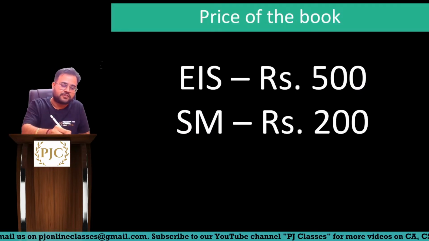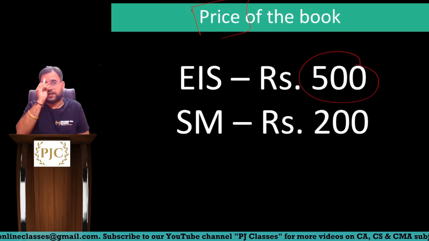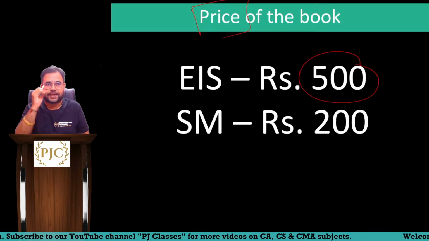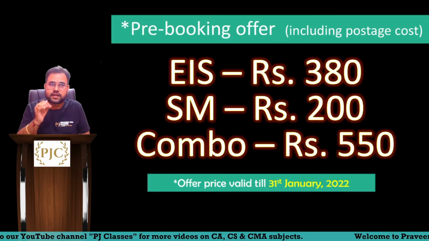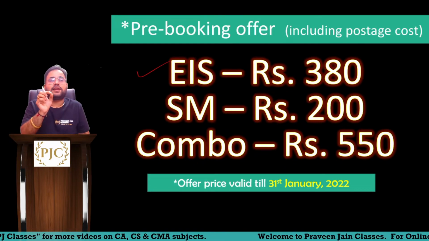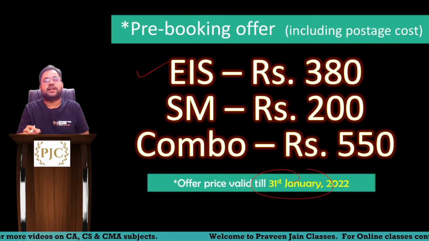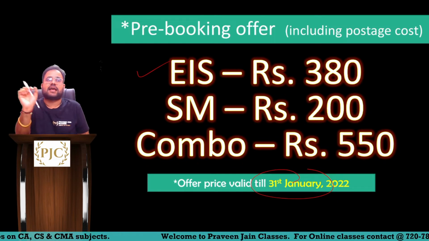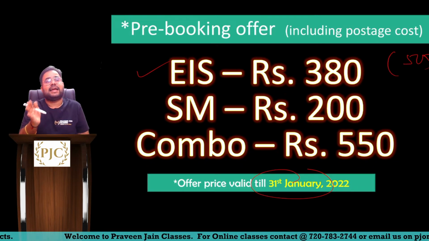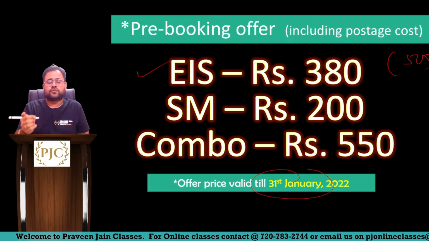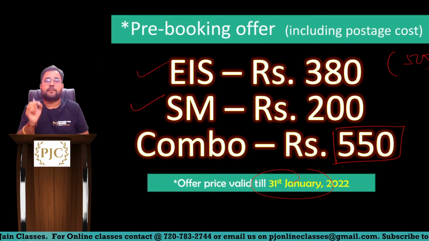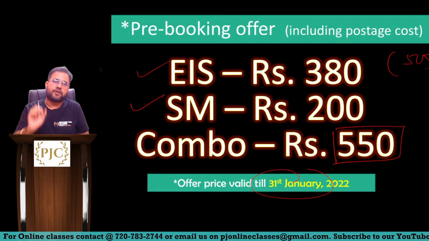Okay. Now, first question is price. So price of EIS material is 500 and price of SM material is 200, sir. But wait. We are now giving you an introductory offer, pre-launch offer, pre-booking offer, sir. So EIS material till 31st January 2022 will be available at a concessional price of 380, sir. So actual MRP is 500 and it will now be available at 380. And SM material will be available for 200, and if you are taking both the main materials of ours, combo price is 550, sir.